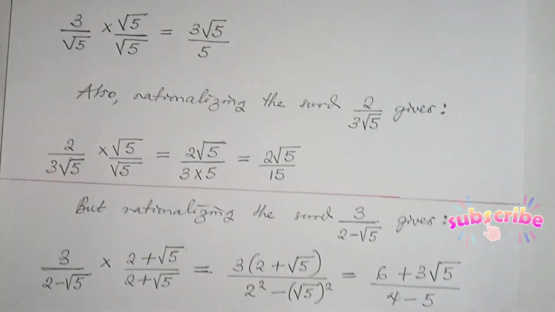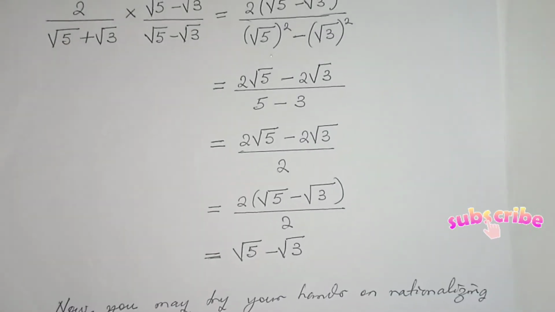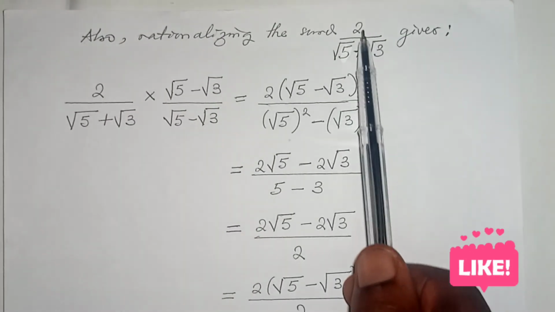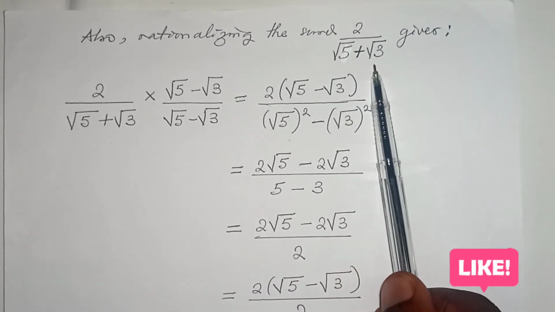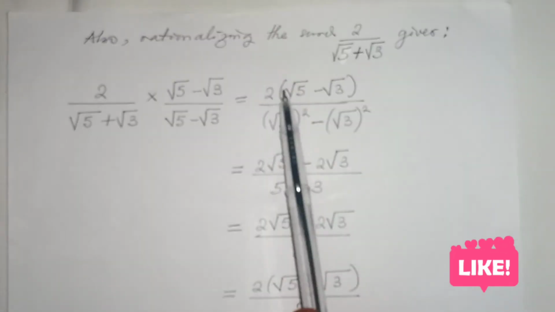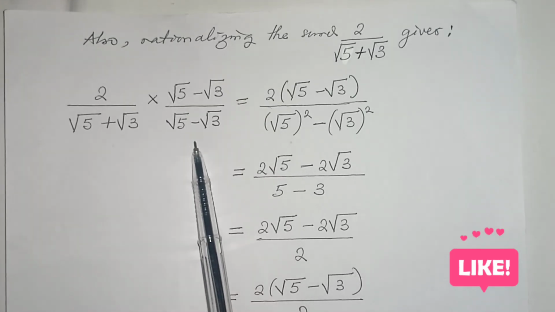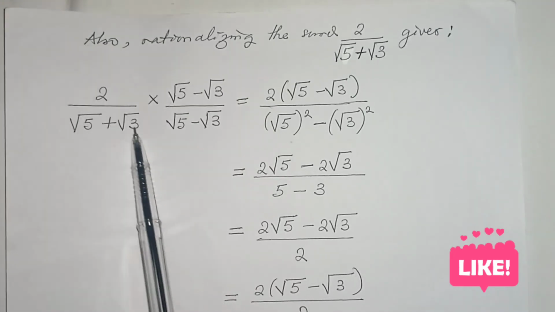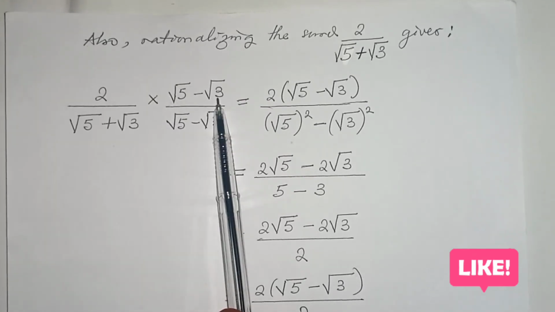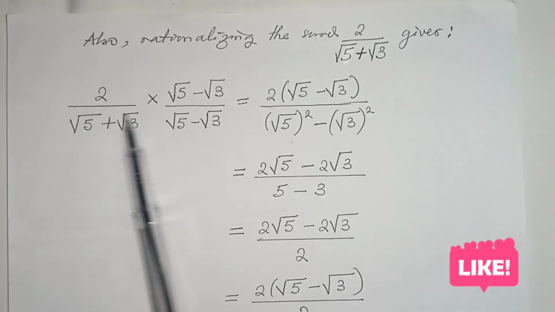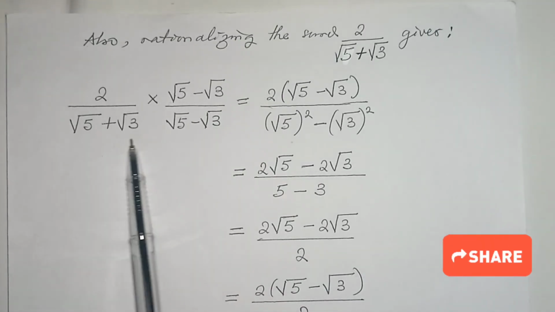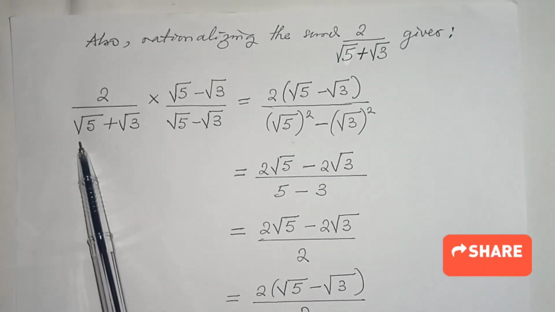Okay, now that being said, let us consider a final example on that, and you will notice, to rationalize this surd, 2 over root 5 plus root 3 simply implies multiplying the numerator and denominator of that surd by the conjugate. What is the conjugate of root 5 plus root 3? It is root 5 minus root 3. So for me to rationalize this, I need to multiply the denominator and numerator by the conjugate of the denominator here, which is the surd.